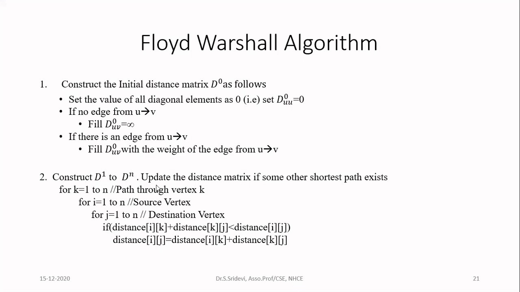During this creation, you are going to update the distance matrix if some other shortest path exists. For every matrix, you are going to start with the previous matrix. For example, if I am considering D1, I have to start with D0. Then I have to test the distance to see if any shorter path exists. So in this, we are going to write 3 for loops. First, we will focus on the second and the third for loop. In the second and third for loop, the purpose is to fill the matrix.